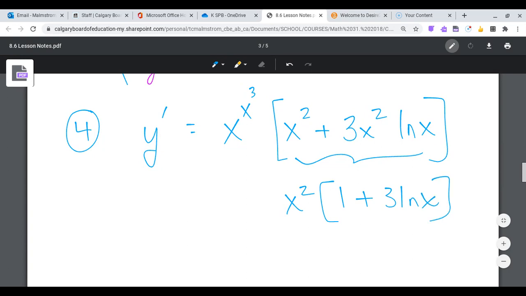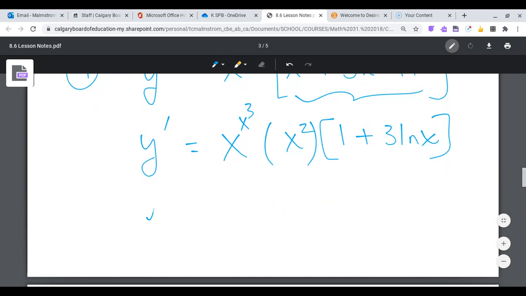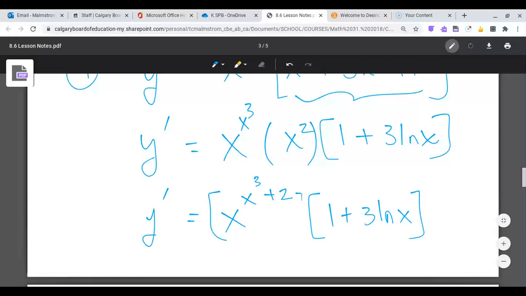And then this has to be multiplied to this funky x to the x cubed. So then we would end up with something like this. And then because that front end is being multiplied and they both have a base of x, I could in fact use my exponent law that says I could add those exponent pieces together. And then we would have a little bit more simplified factored form like this. There it is.